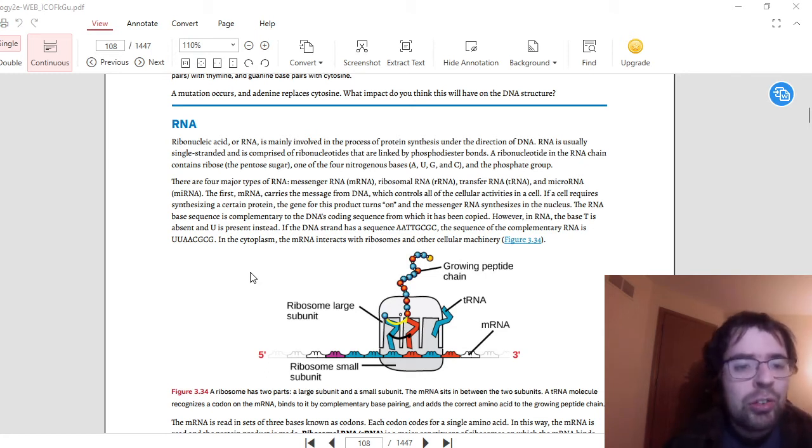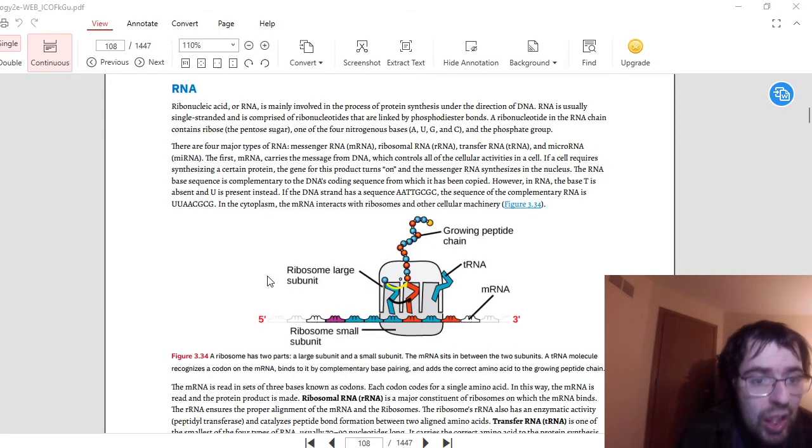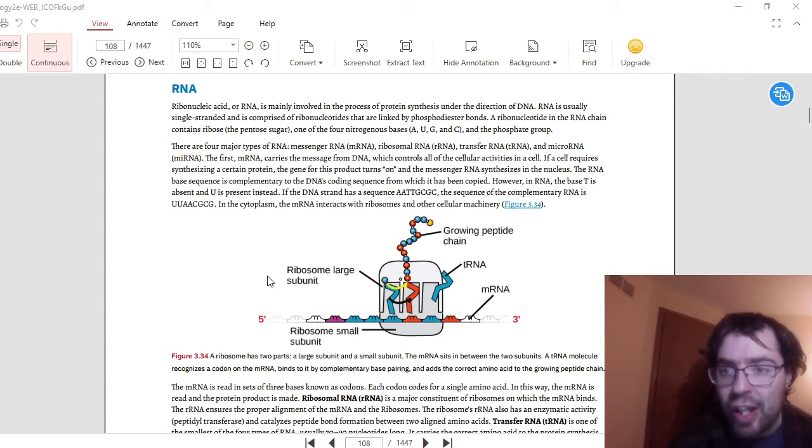RNA is usually single-stranded and is comprised of ribonucleotides that are linked by phosphodiester bonds. There are 4 major types of RNA: messenger RNA, or mRNA, ribosomal RNA, or rRNA, transfer RNA, or tRNA, and microRNA, miRNA. I don't think we go over microRNA all that much.